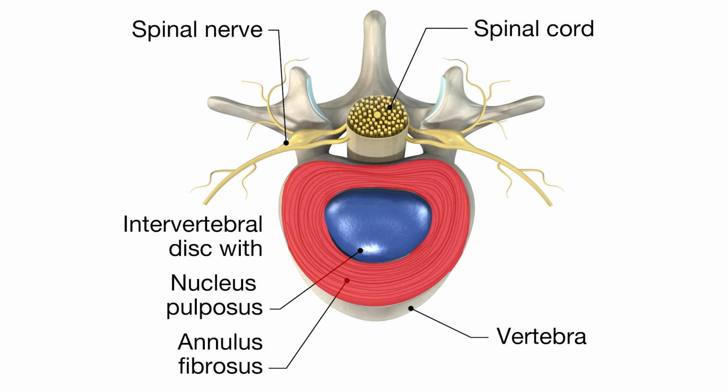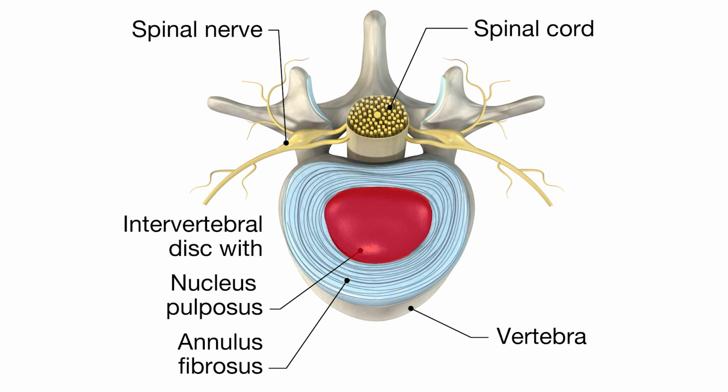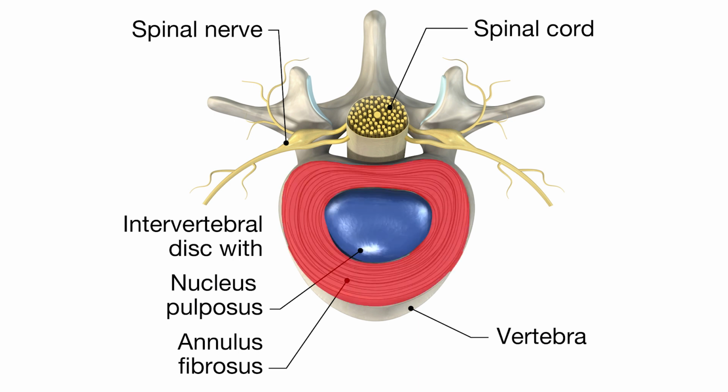It can be likened to that of a jelly donut. It has a tough outer portion, which is composed of concentric collagen fibers known as the annulus fibrosus, and then there's going to be an inner jelly-like core, which is known as the nucleus pulposus. The annular fibers seal in the nucleus and prevent it from migrating beyond its enclosed environment.